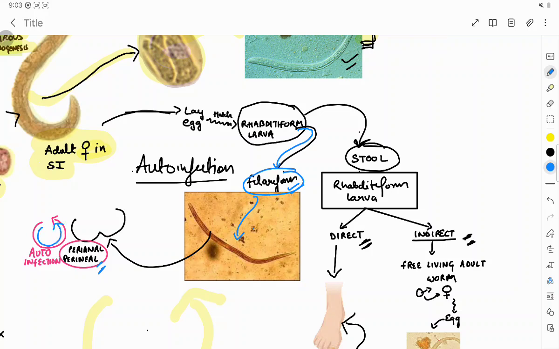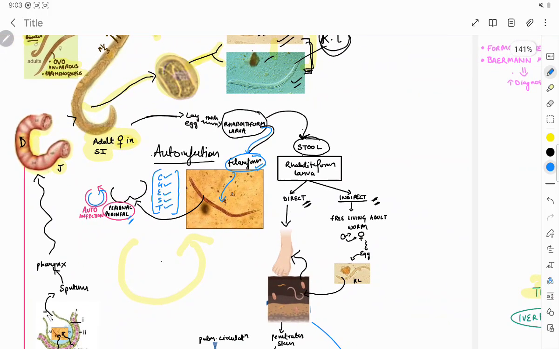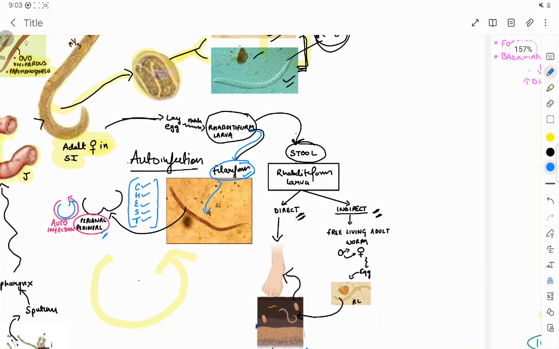And this is again a very important question from Strongyloides, that it causes autoinfection. Not only Strongyloides, we have Cryptosporidium, Echinococcus, Enterobius, Strongyloides itself, and Taenia. These are known to cause autoinfection and are important PYQs in our exam. Now we have understood a small cycle, that of autoinfection.